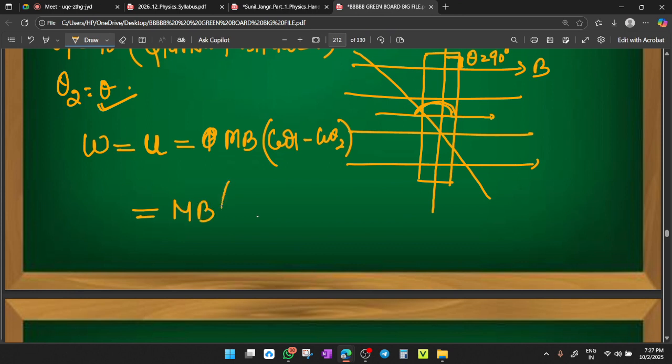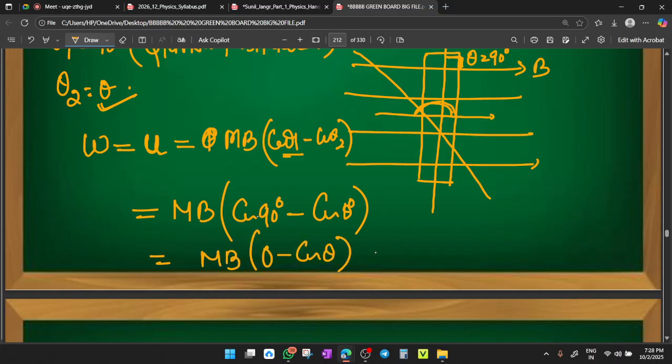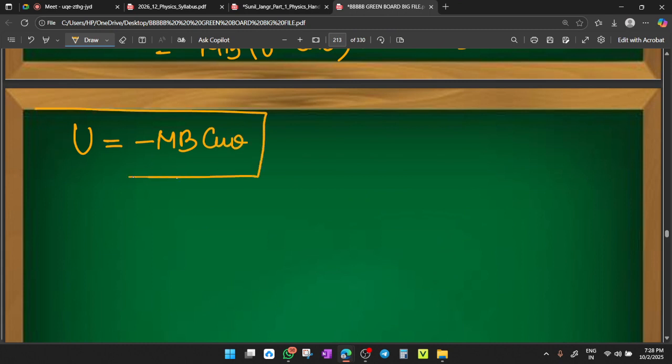So m b, place the values of theta now. What is theta 1? 90 degrees because the initial angle was 90 degrees. So this is 90 degrees minus the second angle, any end angle, cos theta. Okay, so m b in brackets, cos 90 equal to 0 minus cos theta. So it will become minus m b cos theta. This is called the potential energy of the dipole, right? So this is equal to minus m b cos theta. Clear?